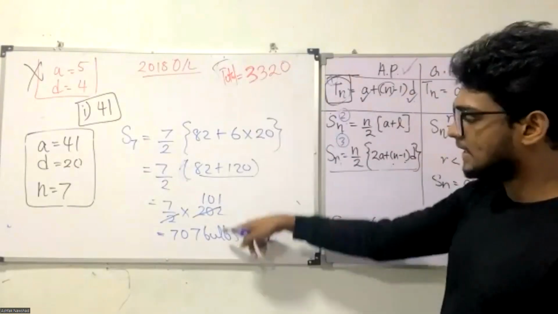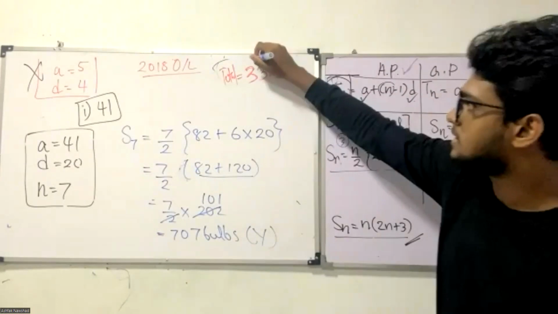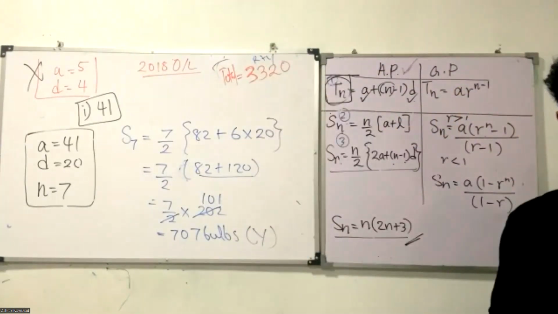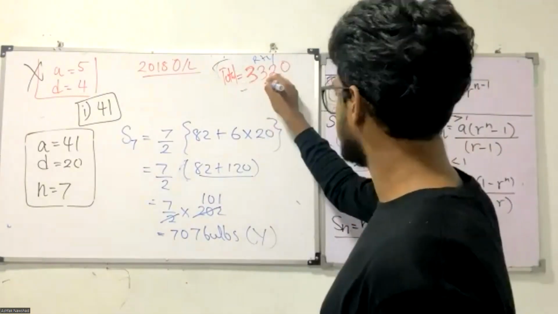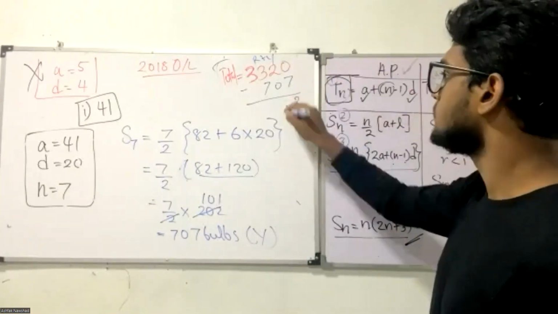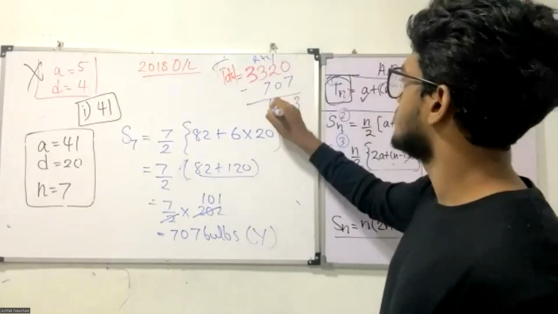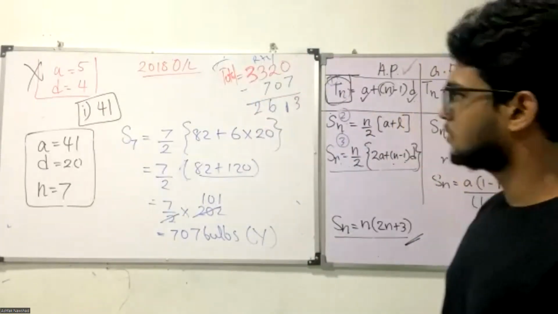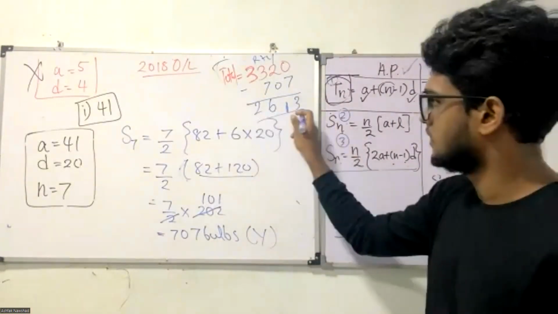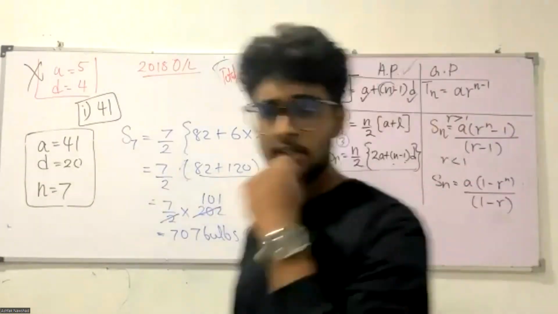Now I'm going to subtract this to find the number of red bulbs. So this is the total, red plus yellow. I'm going to subtract the yellow bulbs and I'm going to end up with only the red bulbs. I'll subtract 707. So I'm left with 2613. Is it the answer? Yes. 2613 red bulbs. Is it clear?